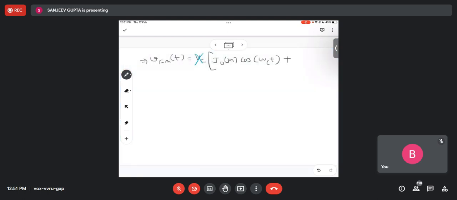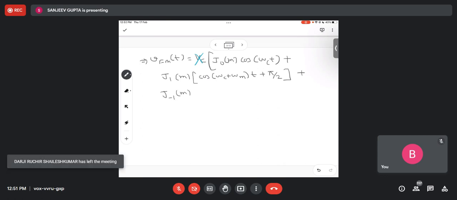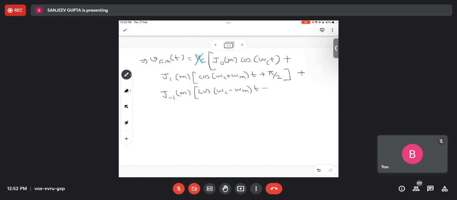Then we go to the second term. I'll have many terms. Let's start with J1. I take n equal to 1, J1 M cos of omega c plus omega m t plus pi by 2. Then I take J minus 1 M, that means n I am taking as minus 1. So it becomes cos of omega c minus omega m t, and this will become minus pi by 2, because of n pi by 2.